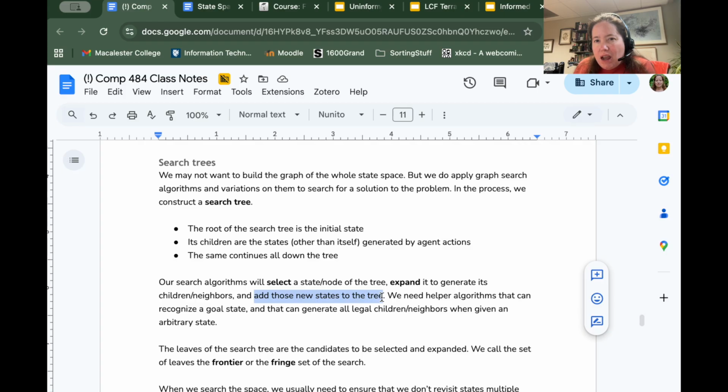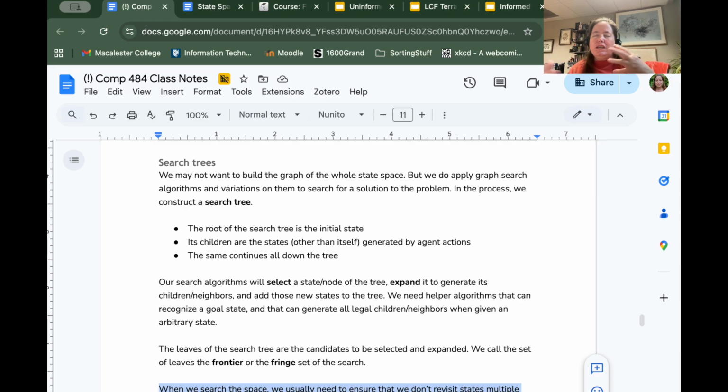At any moment in time, when we have this search tree that we're building, we have a set of the leaves, the states that we've generated, but where we haven't explored them and figured out their children yet. So those elements that are the leaves of the tree, those are the ones we choose from at each step to expand our tree, and we call those the frontier or the fringe set. Both terms get used interchangeably. All right, so as we do this search, the one thing that we really need to be careful about is making sure that we don't revisit a state that we've been to before.